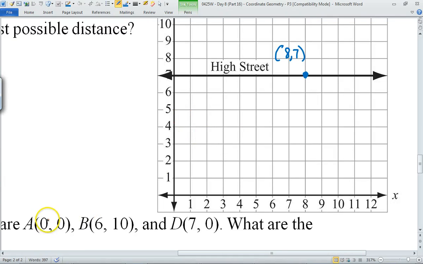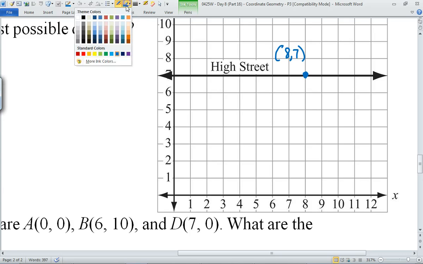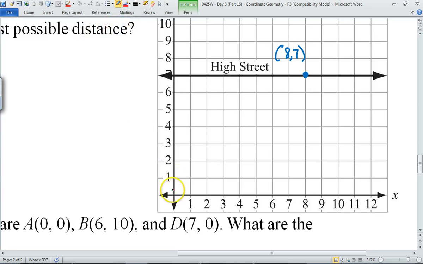So one of our points is at (0, 0). So let's graph that. We have another point at (6, 10). So that's right here. Let's graph that. We have another one at (7, 0). That's right here. We're supposed to find the fourth corner of this parallelogram.